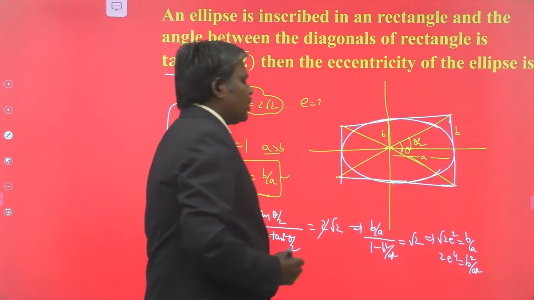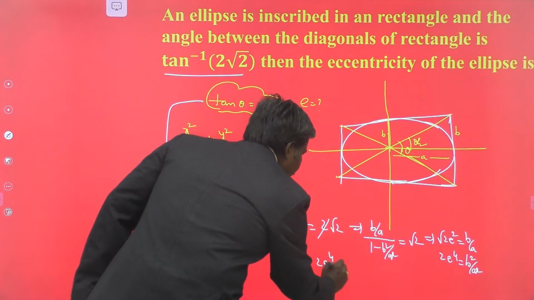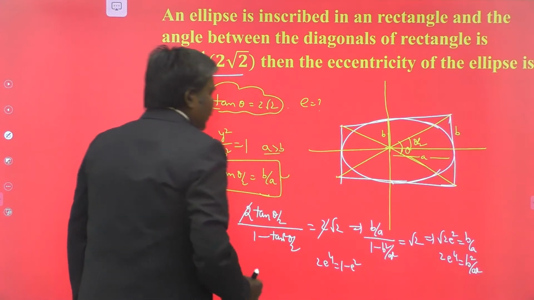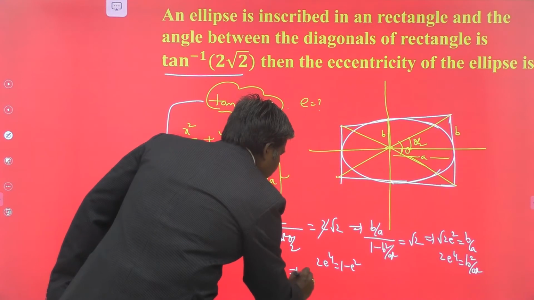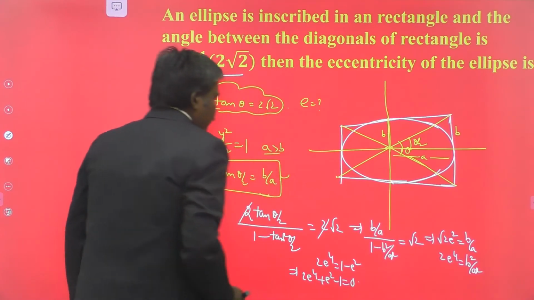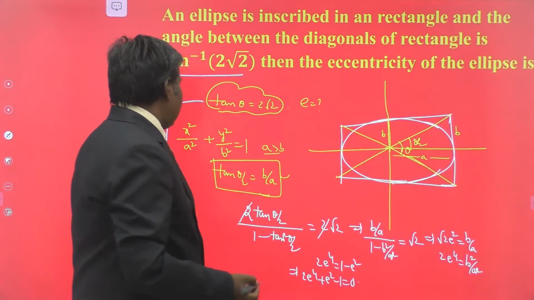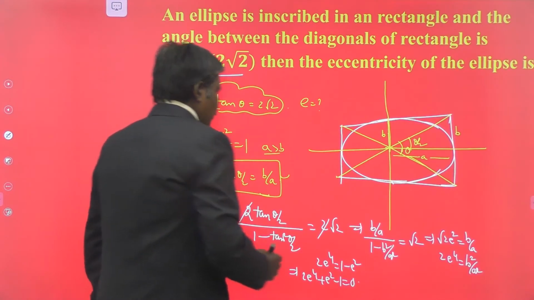b square by a square means 1 minus e square. 2 e power 4 is equal to 1 minus e square. This implies 2 e power 4 plus e square minus 1 equal to 0. By solving this equation itself, we obtain the eccentricity of the ellipse.